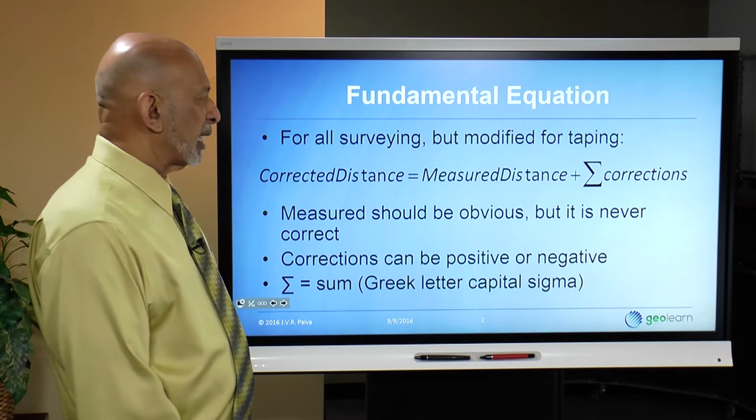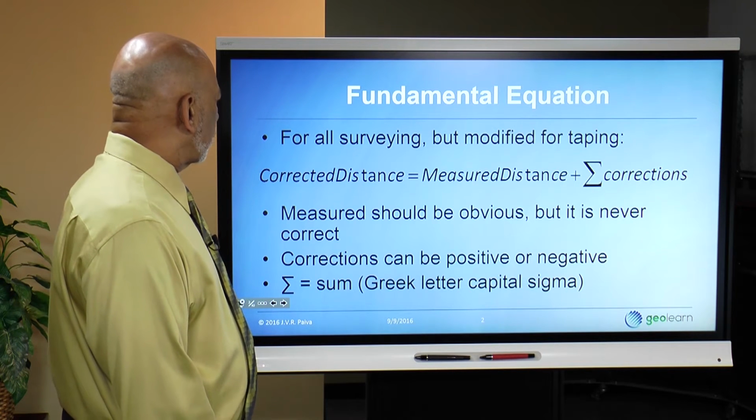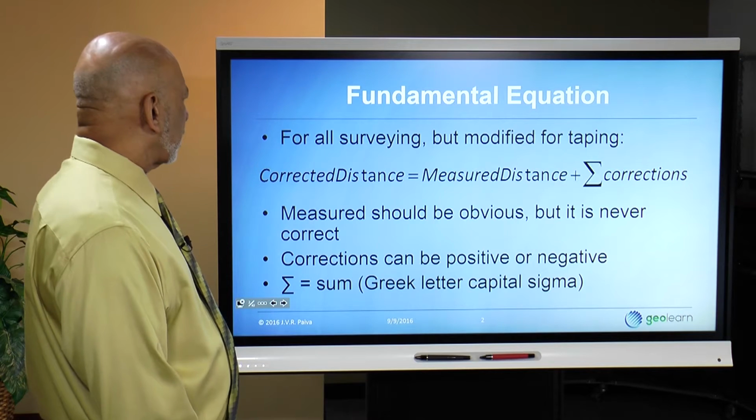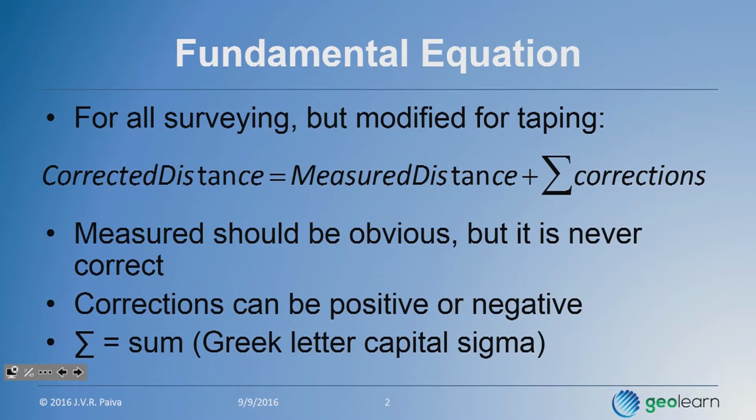systematic errors in taping. And so the basic equation is that the corrected distance is equal to the measured distance plus sigma corrections, or when we usually read it, we'll say sum of the corrections, because that's what that capital Greek letter sigma means. It means to sum them all up.